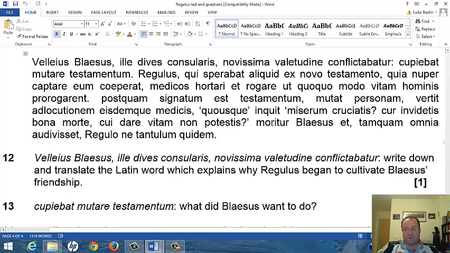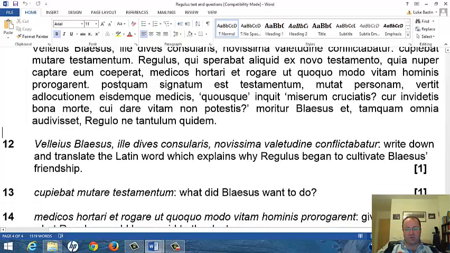Blaesus dies, et, and, tamquam, as if, audivisset, he had heard, omnia, everything, ne tantulum quidem, not the smallest penny, not a penny. We put in a verb because there isn't one, was left, Regulo, to Regulus.